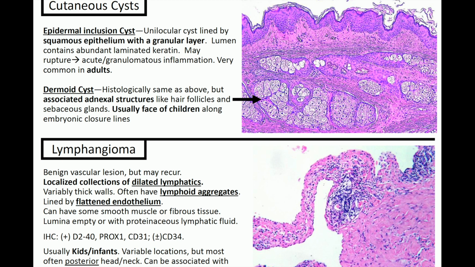EICs, or epidermal inclusion cysts, are very common in adults, and these are going to be cases that you'll learn to love on search path sign out because they're benign and they're usually rather quick.